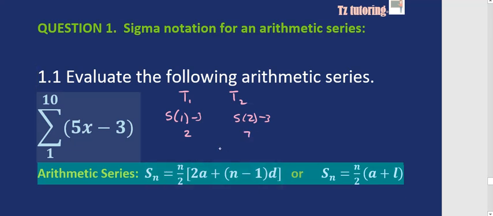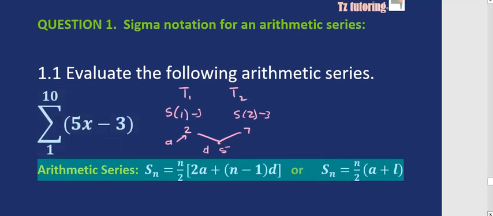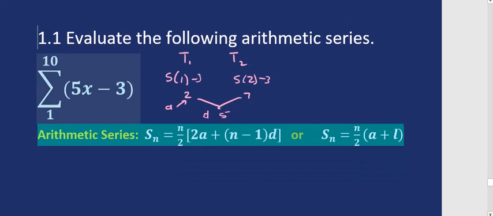Now we've got A. Remember, the first term is A, but we can also get D. The difference between the terms is 5. This is what we need for our formula. If you wanted to use the second formula, all you need to do is calculate term 10, the last term. Just for simplicity, I'll use the longer one.